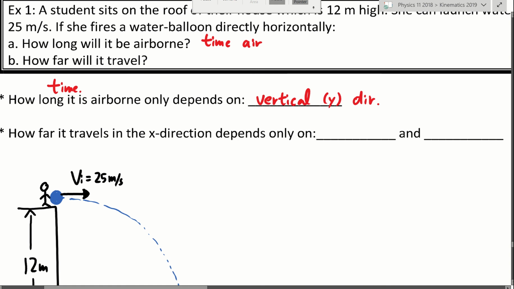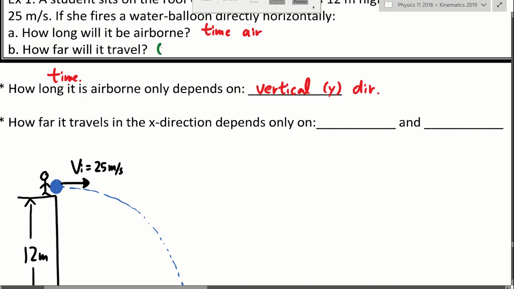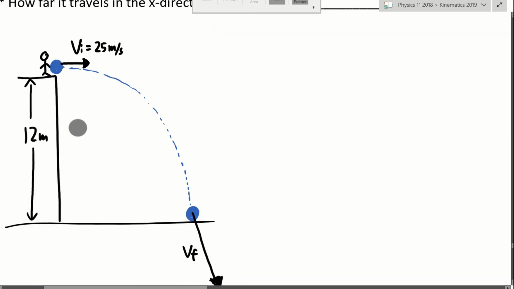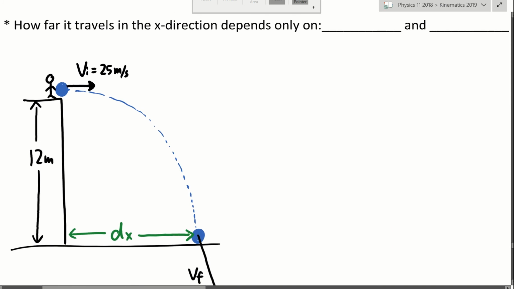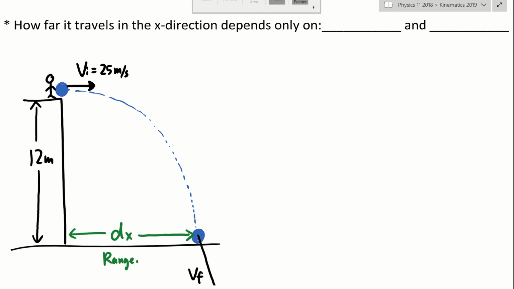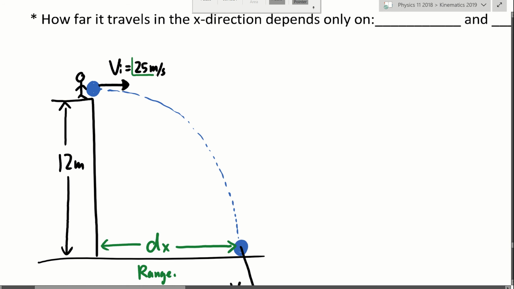Now, what is the next question asking? How far will it travel? How far will it travel is the range of the object, which is the distance right here. This is the range. How far will it travel? Which is a horizontal direction that we need to worry about. Now, remember what we said before, right? The horizontal speed affects this horizontal range. Wait a second. Look at your V initial. Isn't your V initial horizontal speed? Your V initial is only horizontal.